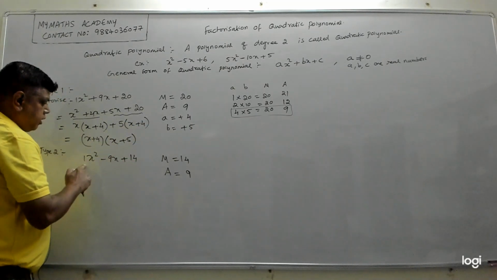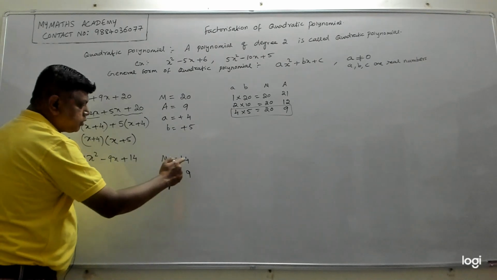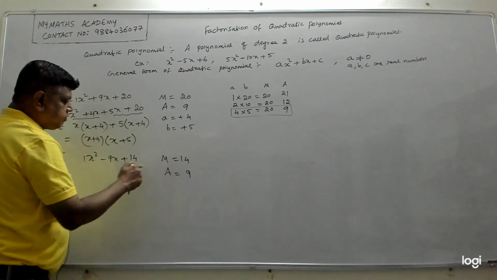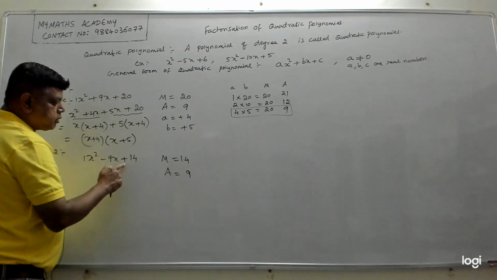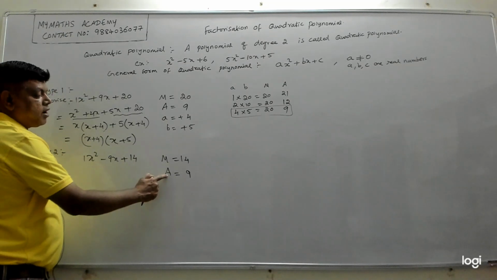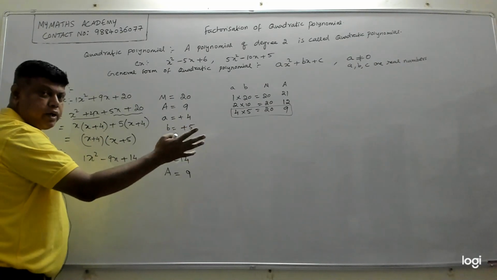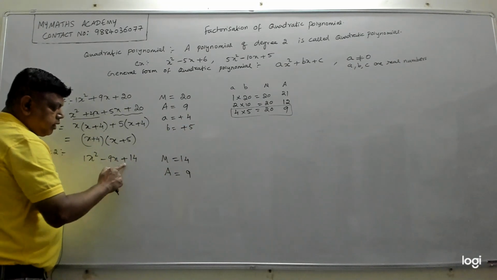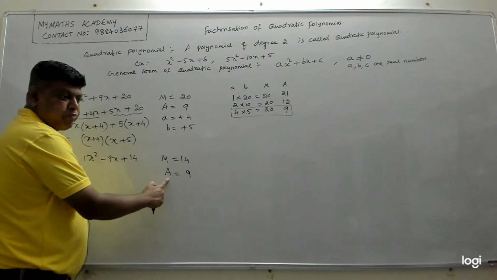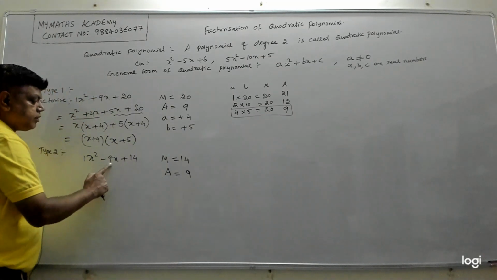So 1 into 14 is 14. When I multiply, I should get 14. And the same two numbers, if I add, how am I saying it is add? Because it is plus. If this is plus, then it is an addition case. If it is minus, it is called a subtraction case, which is type 3 and type 4. That I will teach you. So now here it is plus, so it is an addition case. When I add the two numbers, I should get this 9.